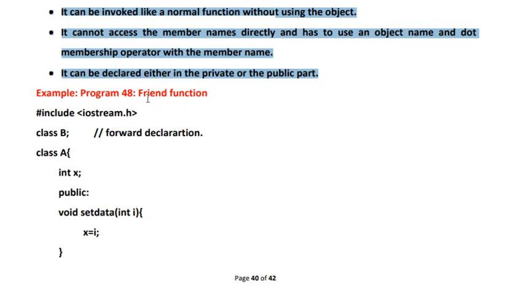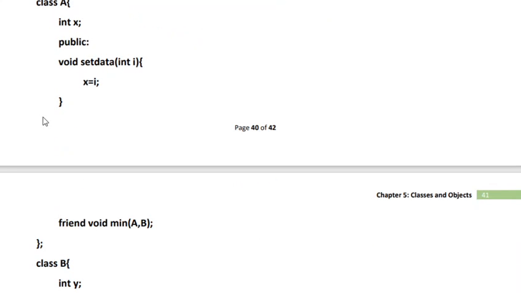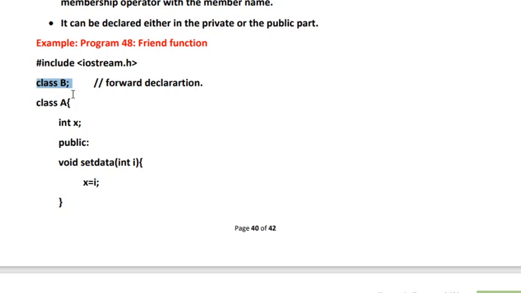Now we have a very simple program that expresses the behavior of the friend function. Here I have a private member. I have two classes, class B and class A. Class B is defined somewhere else, because here I'm using the object of class B. In order to prevent the problem of forward referencing, I've declared it here. So you can go about it in this manner.